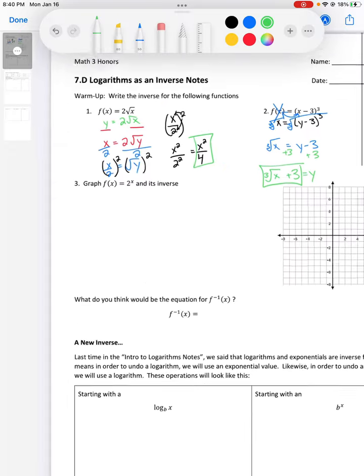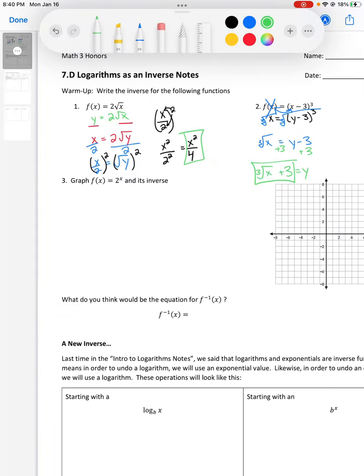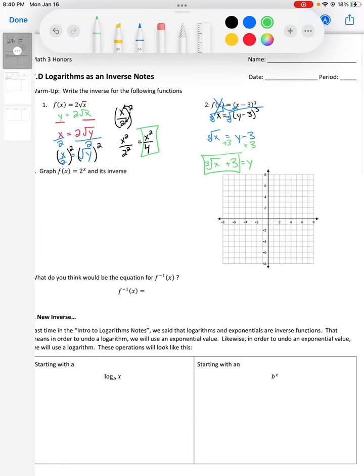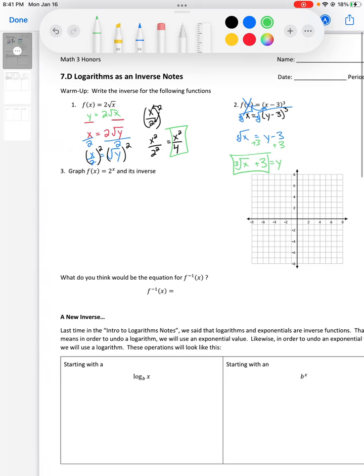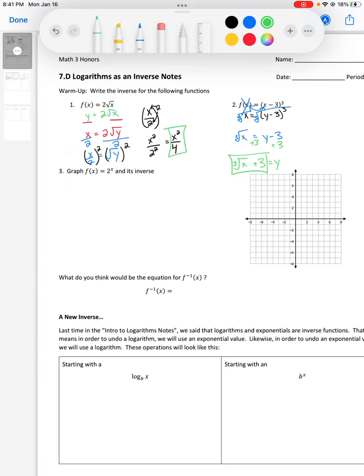Okay, so now let's look at question 3. So I know this is a little different if you're in regular. On regular, you already have the graph, and it's asking you if these two graphs are inverses. So I want you to pause this, and if you're in honors, I want you to graph this function and its inverse. So if you need to use a table, you can.